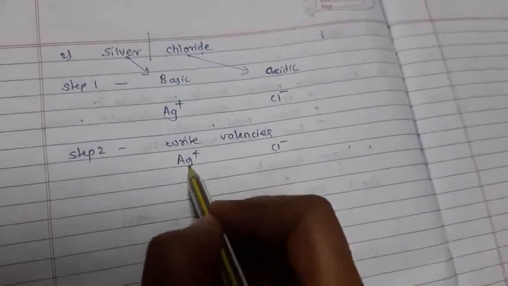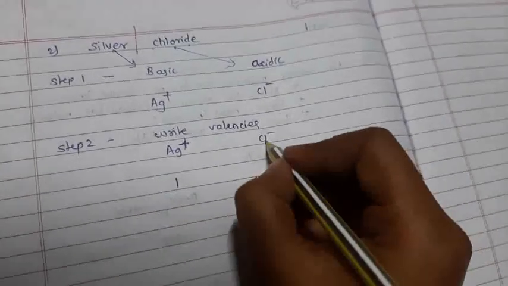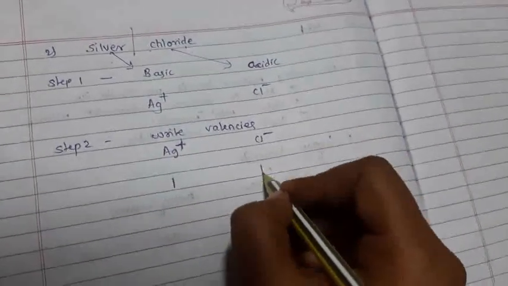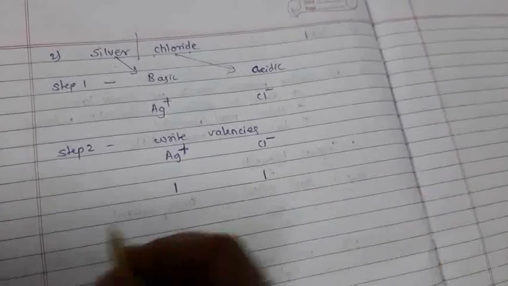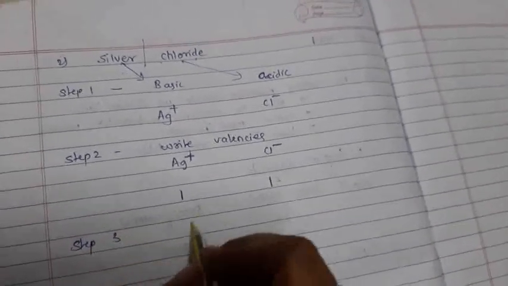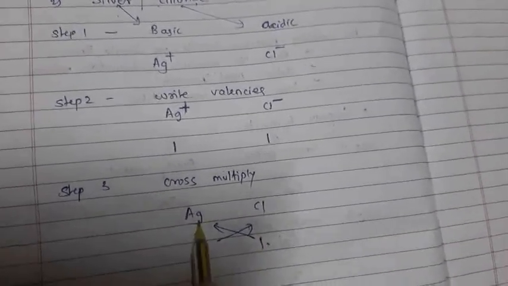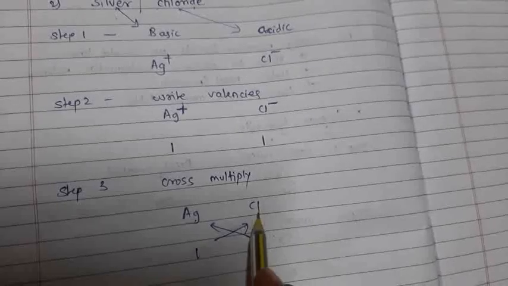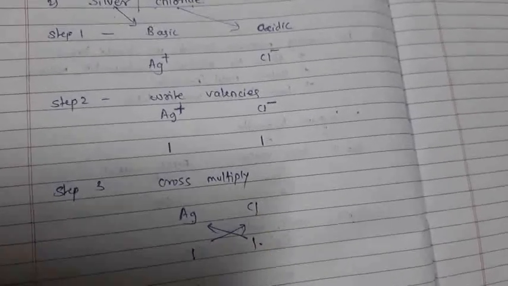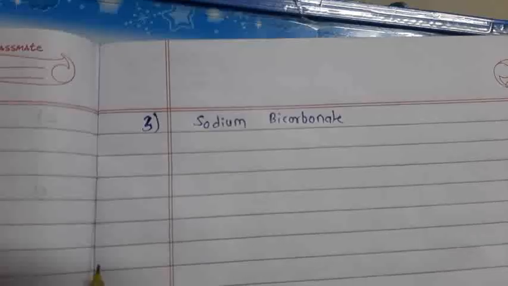Here on the head of Ag only one plus sign is there, so valency will be 1. And on chlorine's head only one negative sign is there, so valency is 1. Next step, third step will be cross multiply. So 1 will be assigned to Ag and this 1 will be assigned to chlorine. So formula will be AgCl.